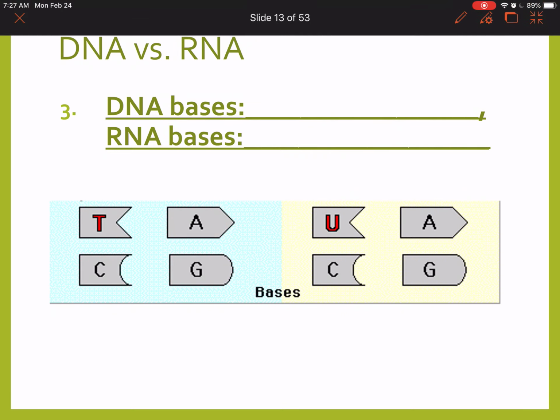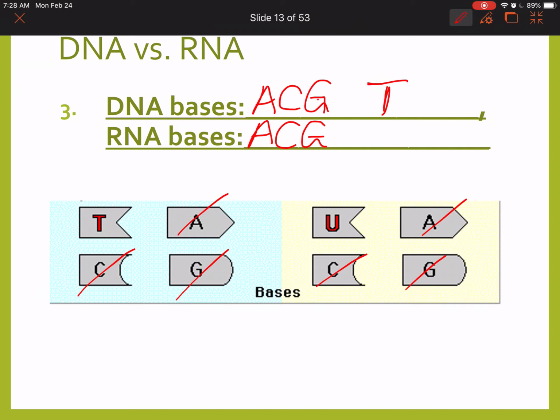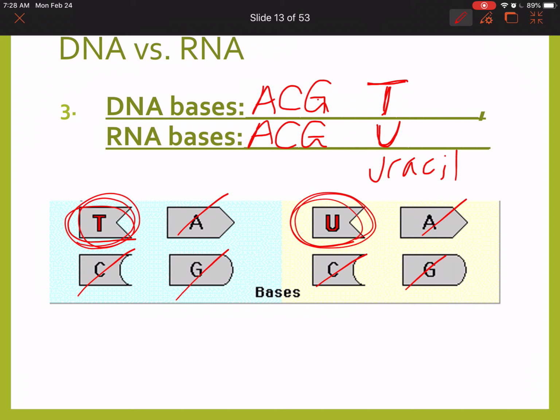Finally, bases. 3 bases are going to be the same. A, C, and G are in both. The important difference is DNA has thymine, we learned about that, but in RNA it's replaced by uracil. So T replaced by U. So 1 base change, which means over here we say A pairs with T, now A pairs with U. We can handle that.